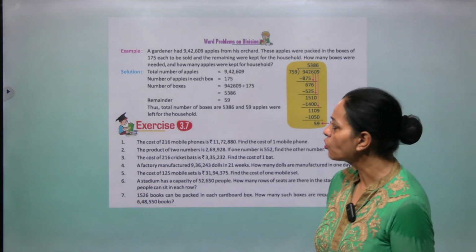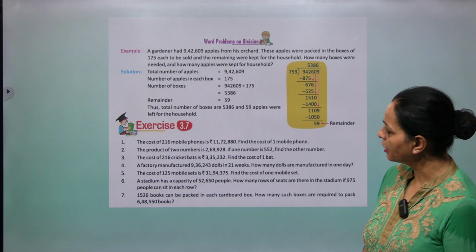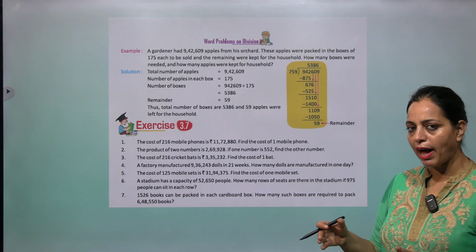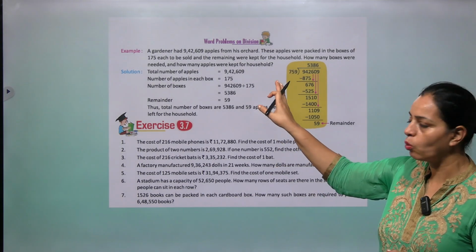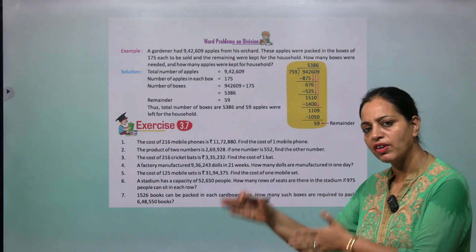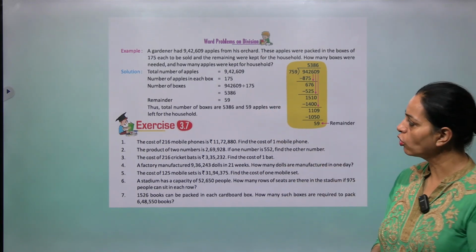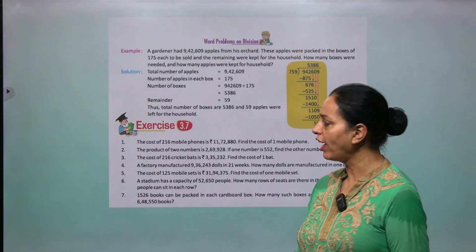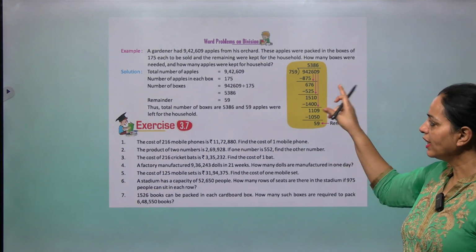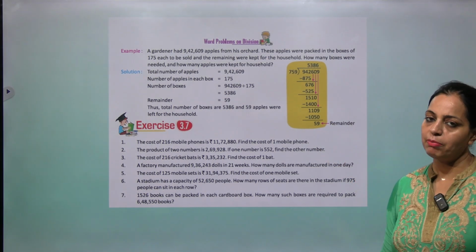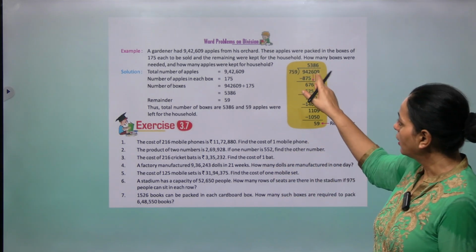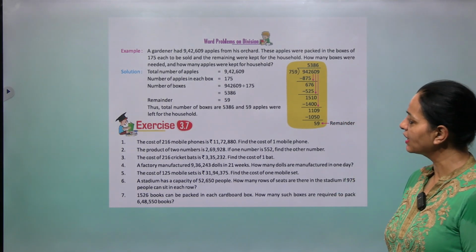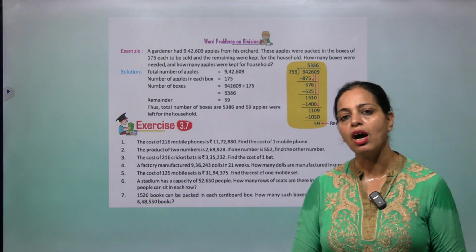So, solution, total number of apples 9,42,609. Number of apples in each box 175. हर एक box में 175 apples pack करने हैं. It means we have to divide this total into 175, 175, 175. तो आप क्या कर देंगे division here? Number of boxes 9,42,609 divided by 175, that is 5,386, and the remainder is 59. It means 59 apples बच गए, और this one boxes we are getting. So total number of boxes are 5,386 and 59 apples were left for the household.